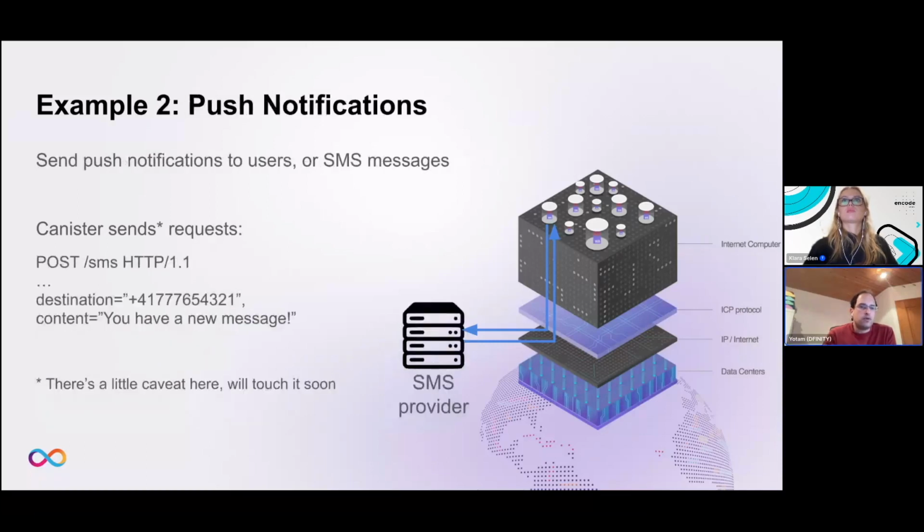Another option to use outcalls is to push data out to the network, for example, push notifications. So imagine that you have a web server for sending text messages, SMS messages, and you could send POST requests to the server with this API that we see here. You send it to the URL /SMS, and then you have some headers maybe, and then in the content, in some encoding, you have a destination number and the content that you want to send in this message. That's also possible. There is, as written here with a star, a little caveat, but I will touch on it very soon.